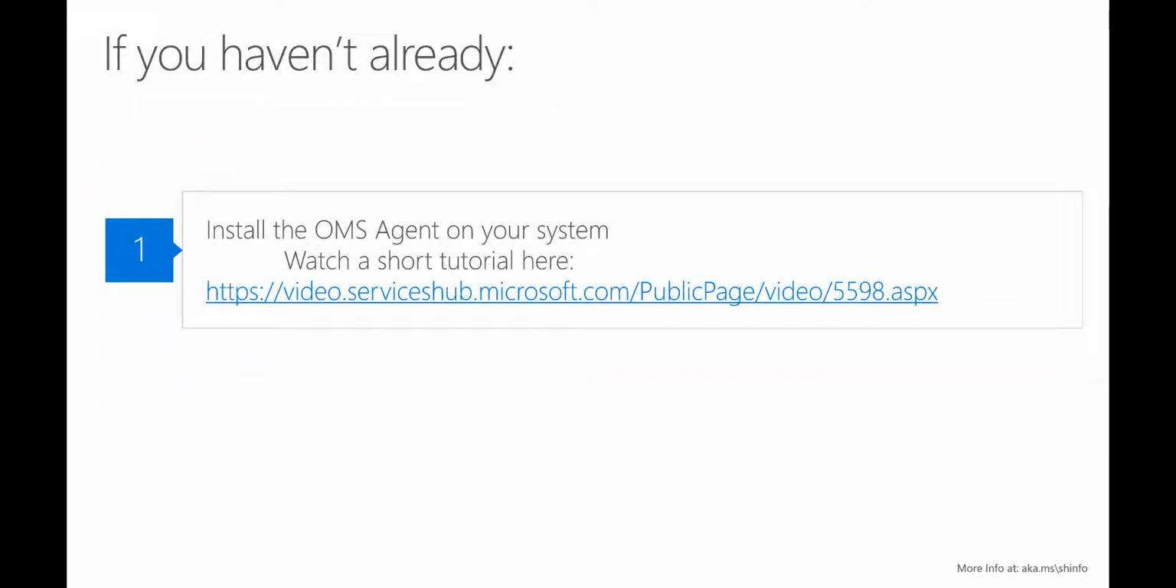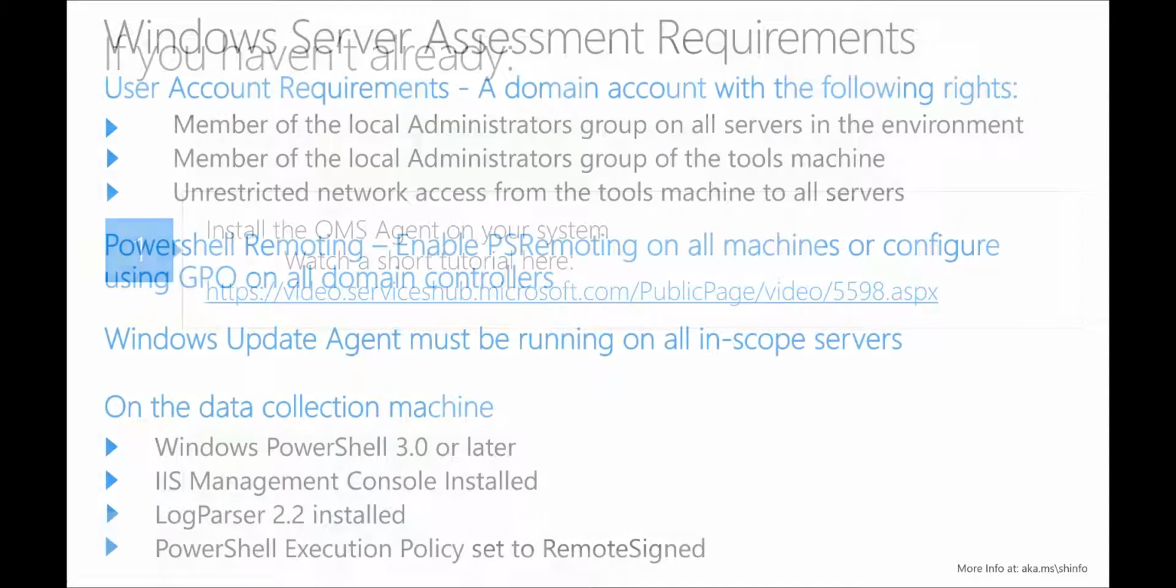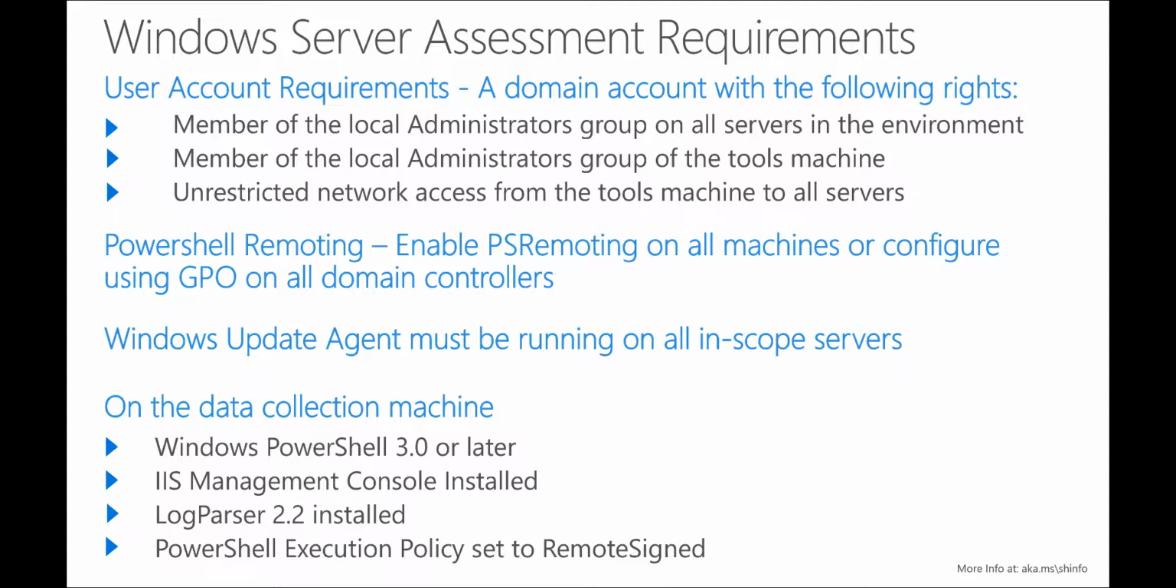If you haven't already, you'll need to install and configure the Services Hub on-demand assessment agent on a data collection server in your environment. You can watch a short tutorial video at the link displayed here. To get started with the Windows Server assessment, you first need a domain user account that is a member of the local administrators group on all the Windows servers in the environment, and a member of the local administrators group of the tools machine, and unrestricted network access from the tools machine to all of the servers.